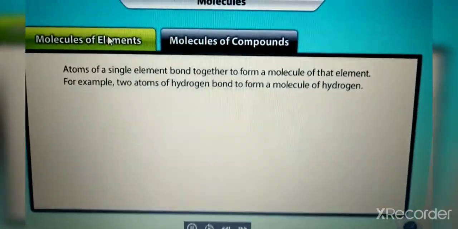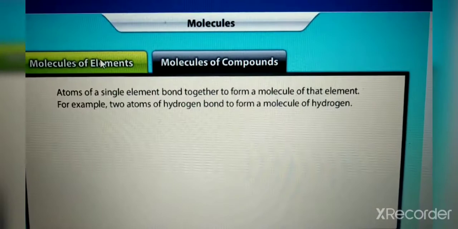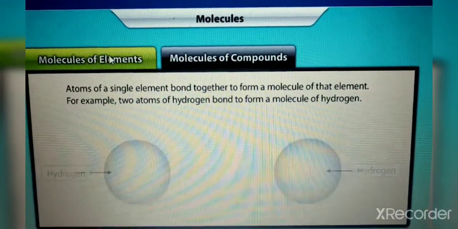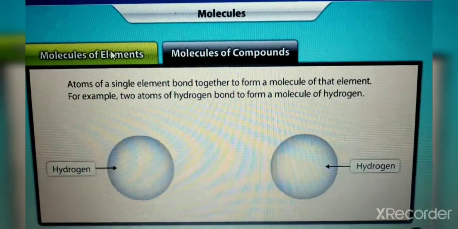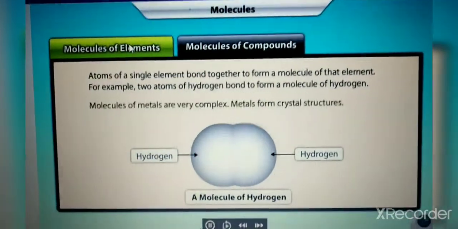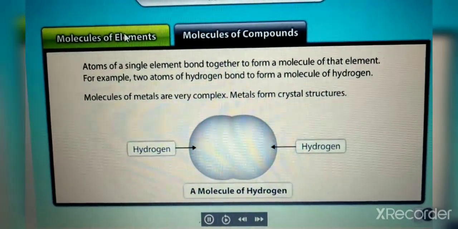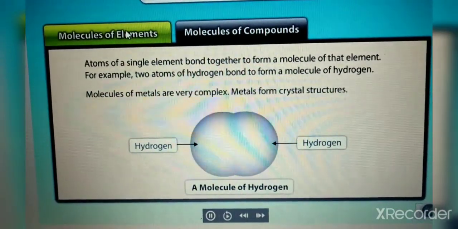Atoms of a single element bond together to form a molecule of that element. For example, 2 atoms of hydrogen bond to form a molecule of hydrogen. Molecules of metals are very complex. Metals form crystal structures.